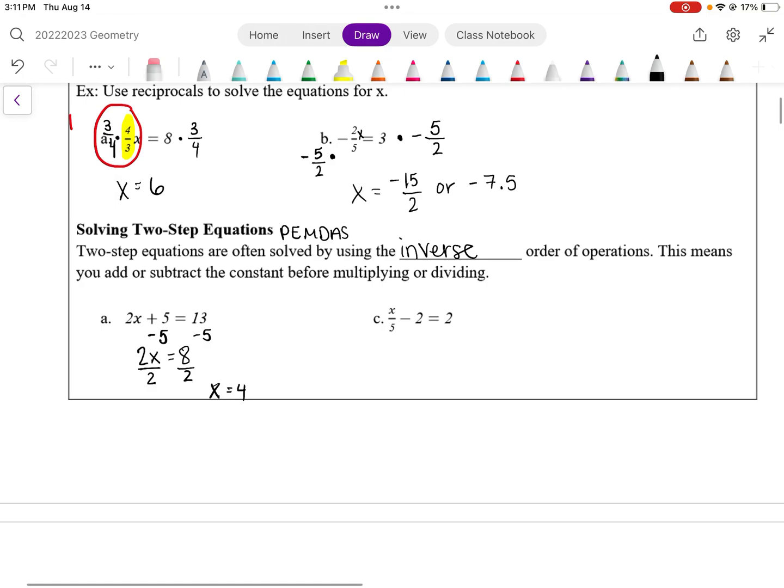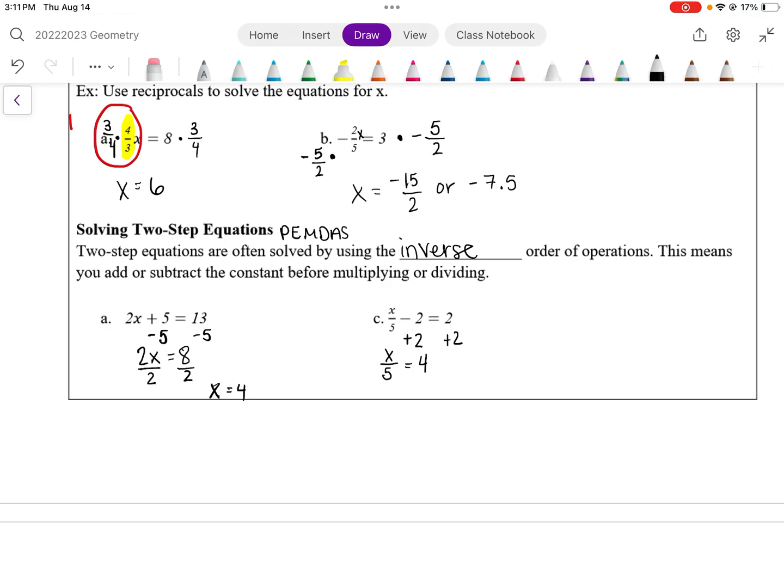Okay, let's try the next one. I just realized my order is kind of wonky. Let's just go ahead and do C, and then we'll skip to the next page. All right, x over 5, remember that over 5 means division, minus 2. So first thing we want to do is take care of any addition or subtraction first. So we have to take care of this minus 2. Do the opposite by adding 2. So I have x over 5 equals 4.